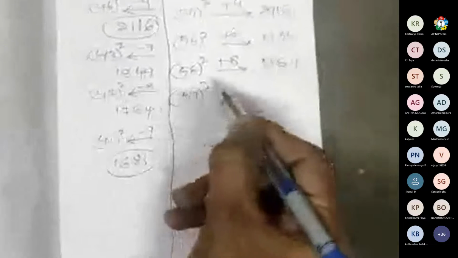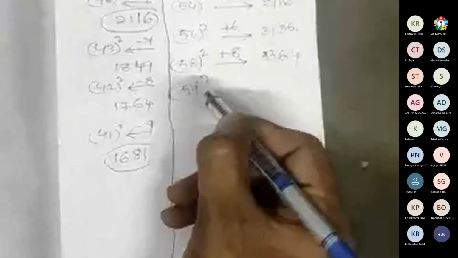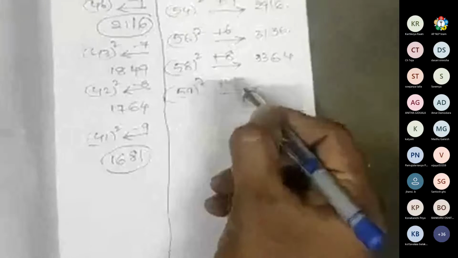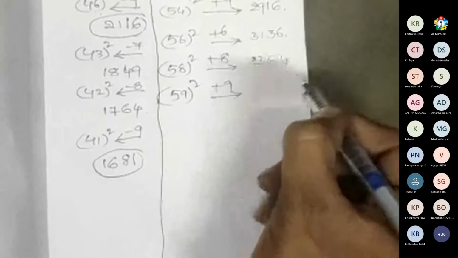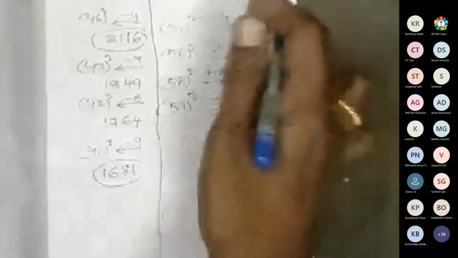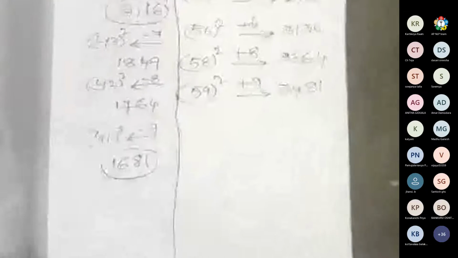59 whole square. For 50, how much more? 9 more. 9 square is 81. 25 plus 9 is 34. Answer 3481. Right?